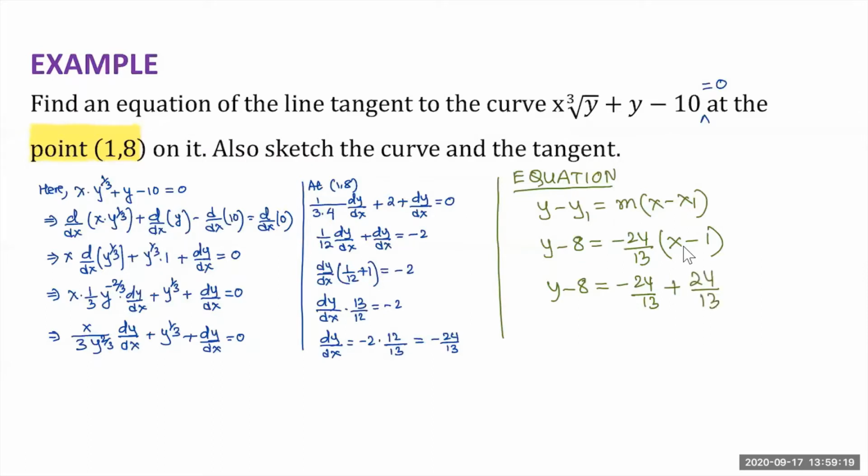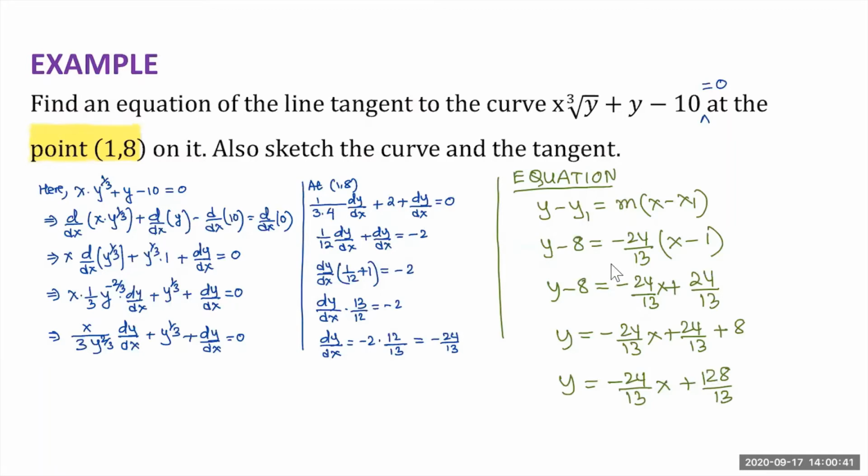24 over 13 again. Then we get y equal to -24 over 13x, because I'm multiplying with x. Then we have plus 24 over 13. And if I move over 8, it will be plus 8. So y equal to -24 over 13x. Now we have to add these two, 24 over 13 plus 8. So it will be 128 over 13. So this is the equation of the tangent line for this implicit function given here.